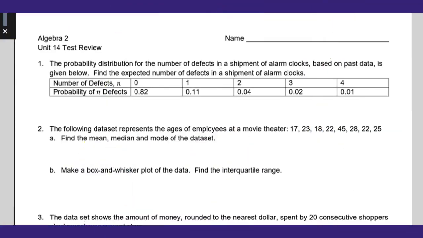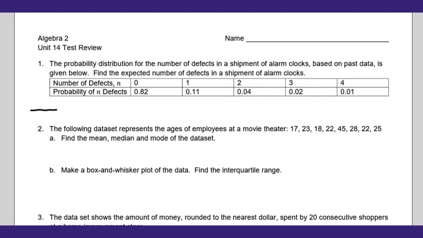All right, for this first example right here, it says the probability distribution for the number of defects in a shipment of alarm clocks based on past data is given below. Find the expected number of defects in the shipment of alarm clocks. So first of all, you want to make sure all these at the bottom add up to 1. That's going to be our bottom.